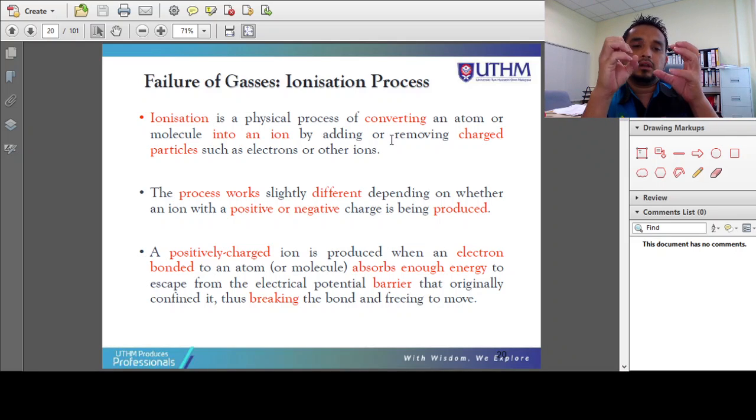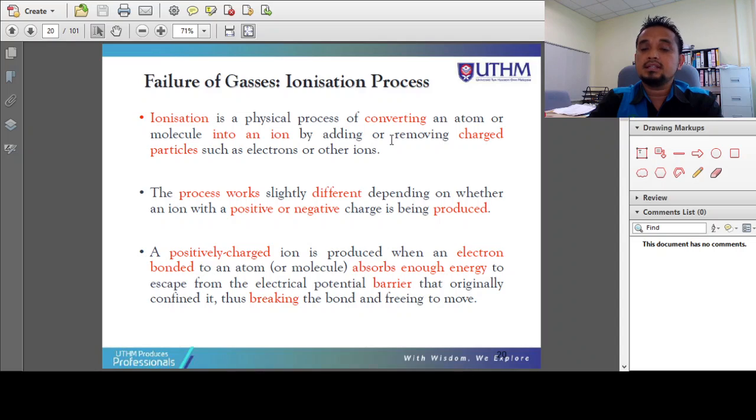For a particular molecule or atom to become an ion is either by removing charged particles, in this case the removing of the electron, or the addition of the electron. If the electron is removed, then the molecule will become positively charged, and if the electron is added to the atom, then the molecule will become negatively charged, depending on the subtraction or addition of the electron.